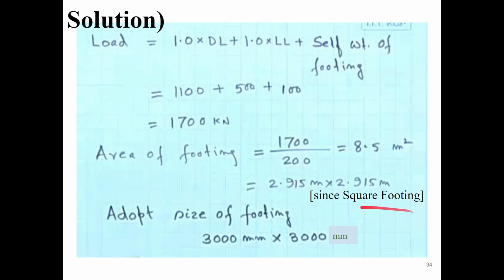And as it is a square footing, finding the square root, we will get the required size of footing. So square root of 8.5 is 2.915. So 2.915 by 2.915 meters is the required dimension of the footing. Rounding it up to a higher value, let us take 3 meter by 3 meter. So we will adopt a footing size of 3000 millimeter by 3000 millimeter.